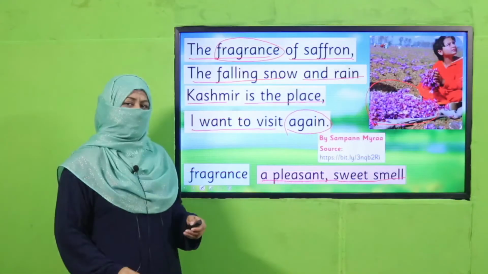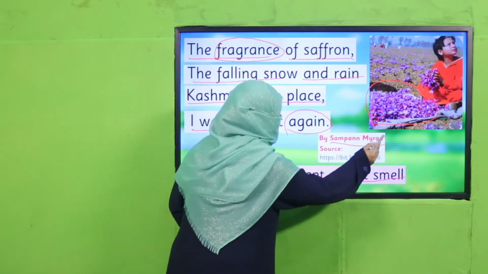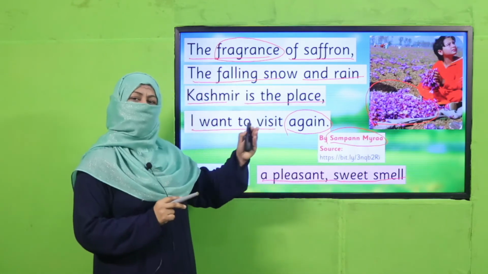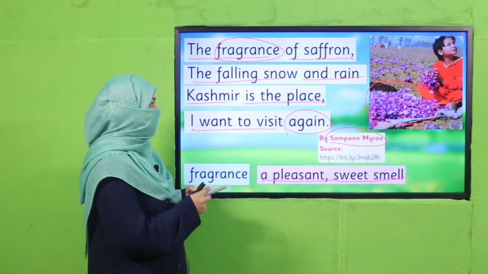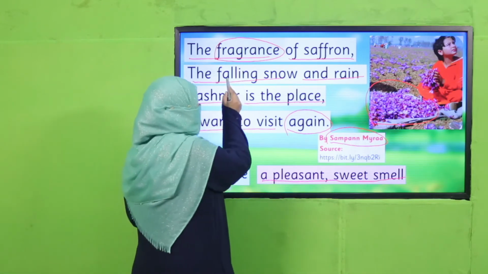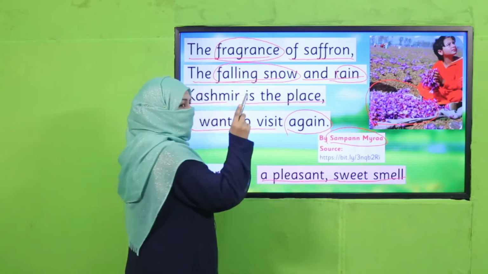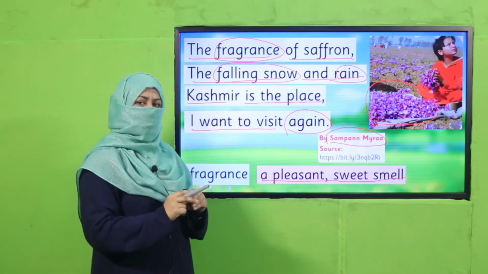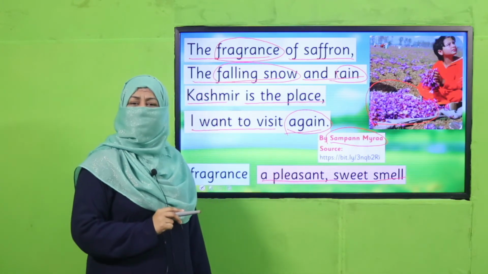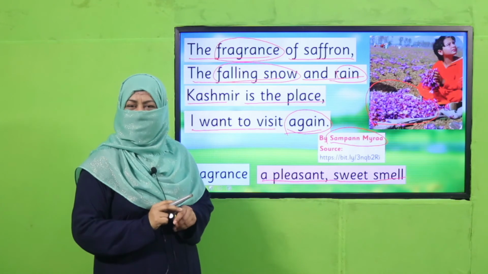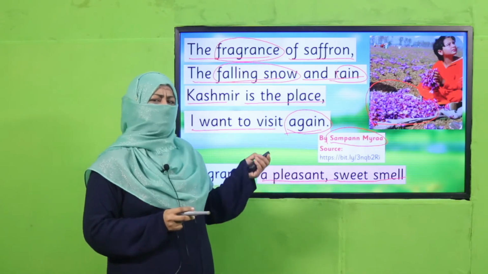Now you see, my children, you are so lucky you live in Kashmir, because the poetess of this poem once visited, and this is how she felt over there: the fragrance of saffron, which you always enjoy, and the snow falling and rain. Everything of Kashmir she enjoyed thoroughly, and she wished, could I visit that place again and again and again, right? And we are so lucky, we are living in Kashmir and we are enjoying these things every day.